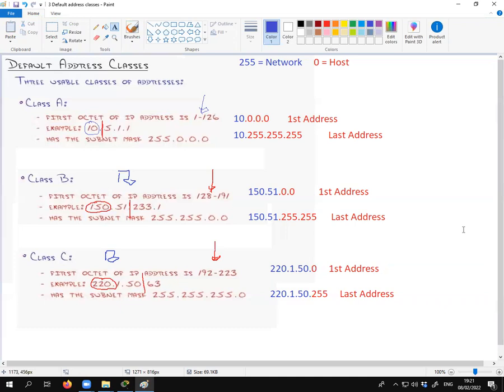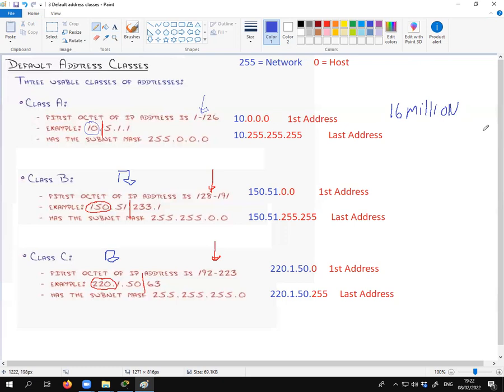Okay, does that make sense? Looking at here now, which network is the biggest? When I say the biggest, which network can contain the largest amount of addresses? Class A. This Class A network, this 10 network on its own, could have over 16 million addresses, all in the same network, just within the 10 network. All those 16 million addresses will range from 10.0.0.0 to 10.255.255.255.